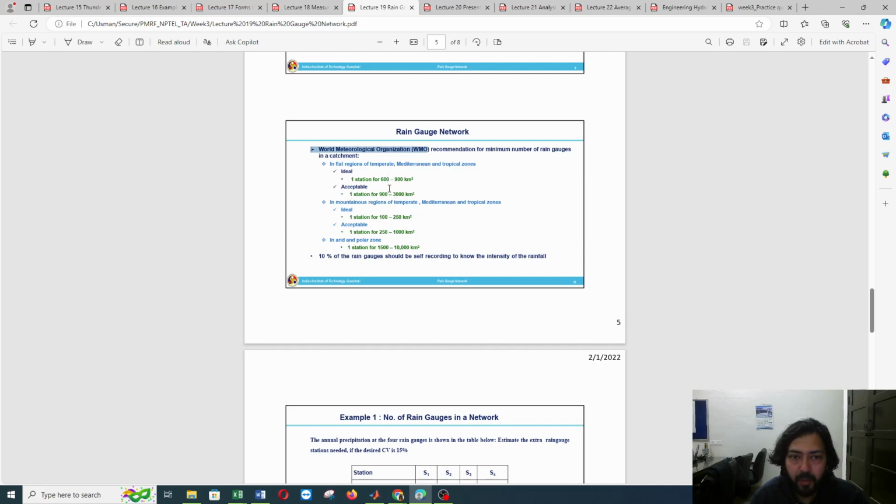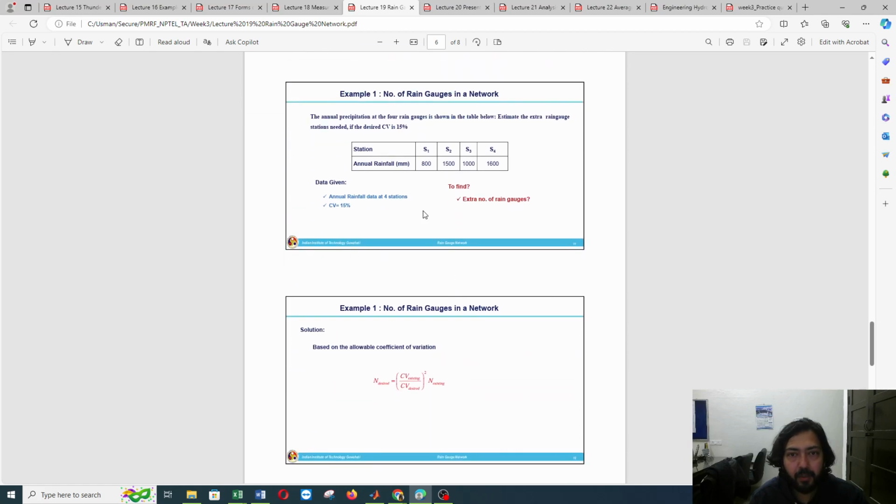So for an area of 900 to 3000 kilometer square, there should be at least one station, which makes it acceptable according to WMO. Then for mountainous region, the ideal is one station for 100 to 250, but acceptable is one station for 250 to 1000 kilometers square. And for arid and polar region, one station is ideal for 1500 to 10,000 kilometers square, right? We should remember all these values, the standard given by WMO. Now let us look into an example.